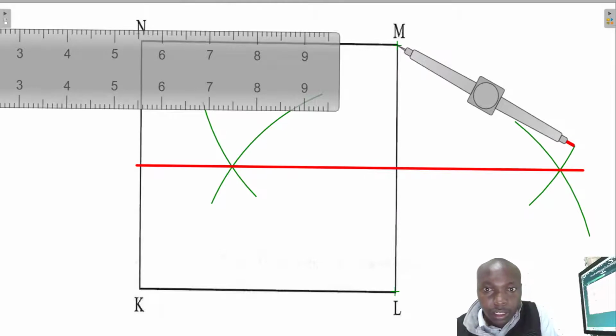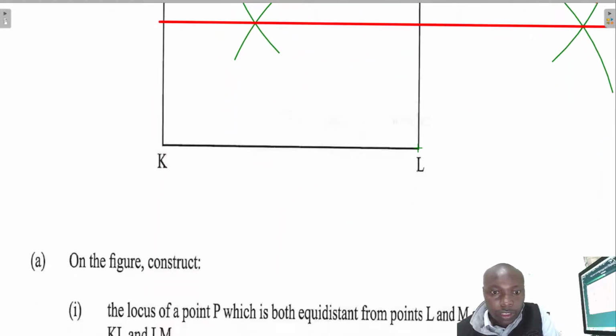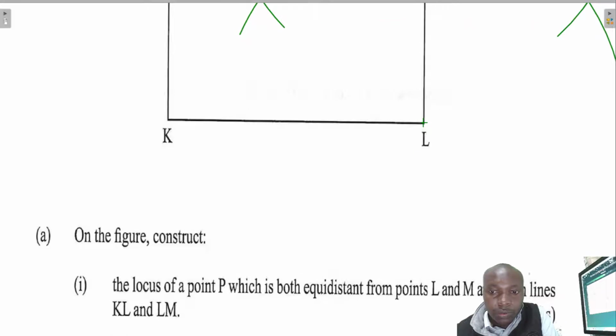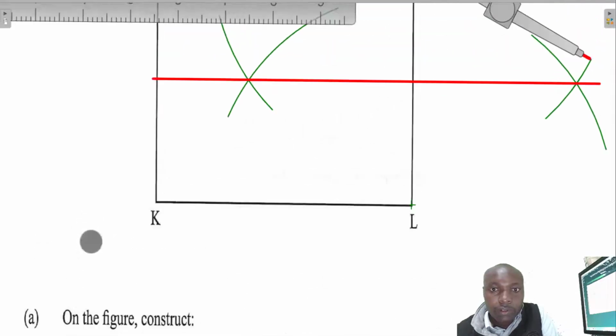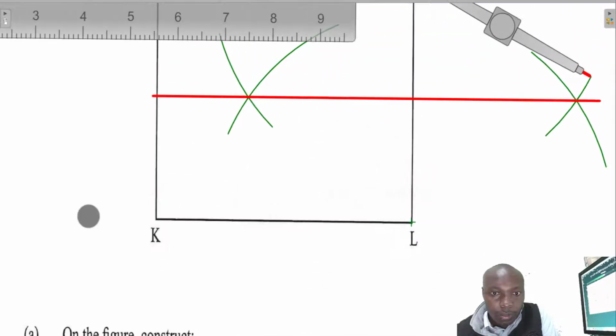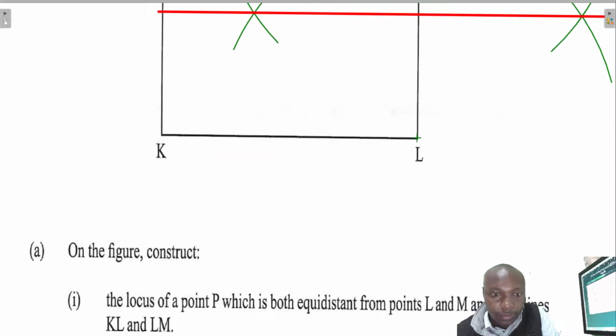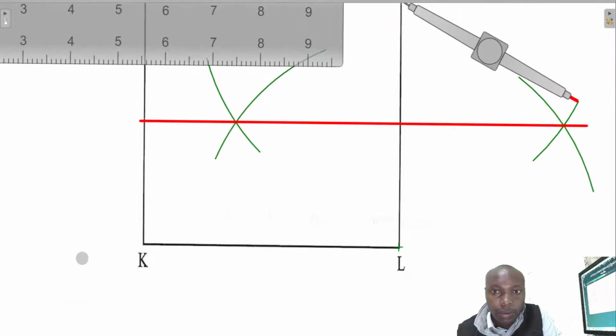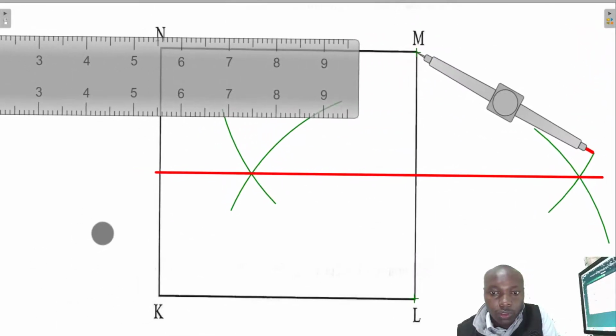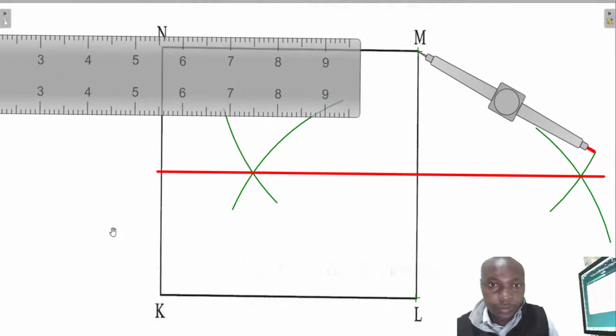Note this, that the locus of a point equidistant from two given lines is given by constructing the angle bisector between the two lines. So that is how we get it. In this case, the angle between KL and LM is angle KLM, and that is what we need to construct the bisector of.